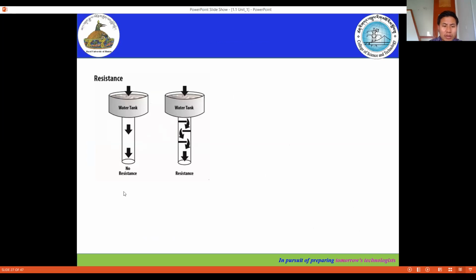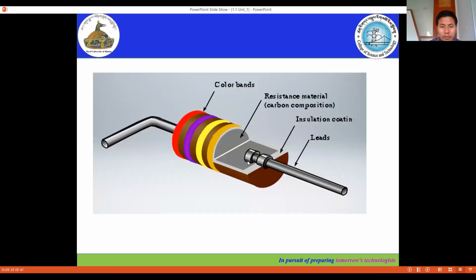Again, here we have an example explained with two water tanks. The first water tank is connected with a pipe without internal resistance, and the other is connected with a pipe that has an internal resistance. If you compare the flow of water, here the water flow will be smooth. Here, the water flow is opposed by this resistance. So you can compare this nature with our actual resistance. Our actual resistance also behaves the same as this.